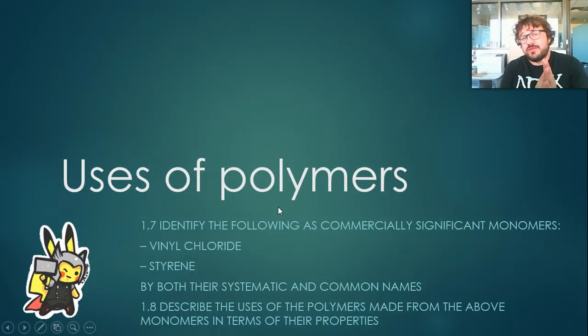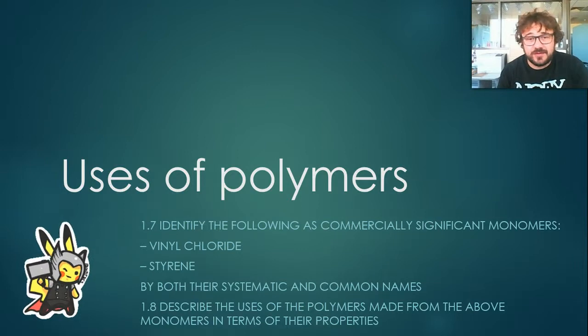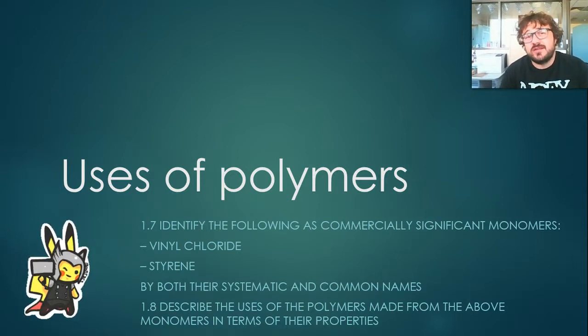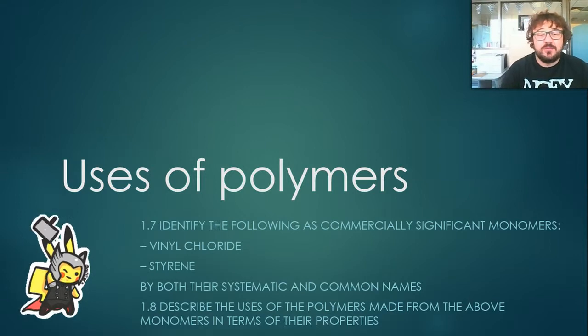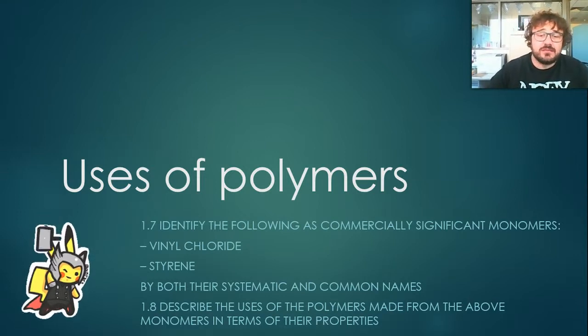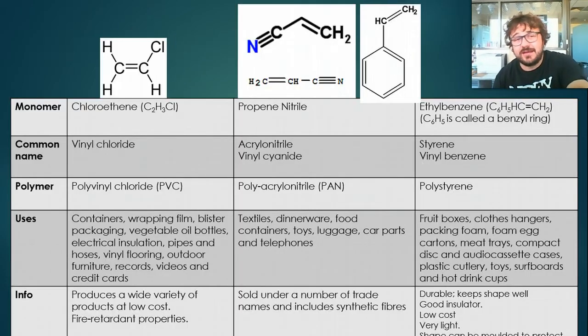Alright, so we've had a look at roughly how they're made. Now we're going to look at how we use polymers. We're going to look at several in particular, including styrene, polystyrene, and polyvinyl chloride. And yeah, let's have a look. So you want to be able to describe how specific polymers are used in industry, and describe specific polymers chemically. So let's have a look at our three right here.